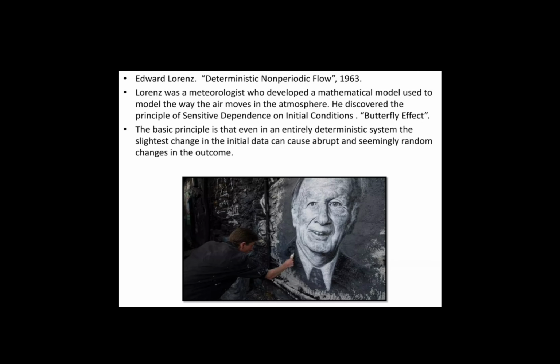After looking at our examples of chaos theory, let's look back at the history of chaos theory. Edward Lorenz was a meteorologist who developed a mathematical model used to model the way that air moves in the atmosphere. He discovered the principle of sensitive dependency under certain conditions, the butterfly effect, after he made a rounding shortcut, rounding his numbers to the thousands place instead of using the full number.